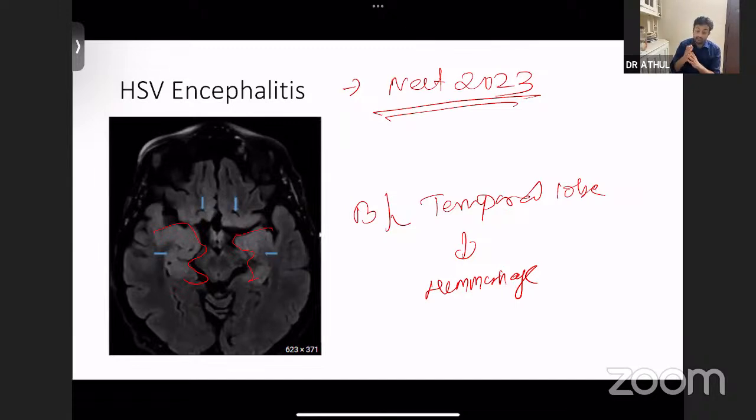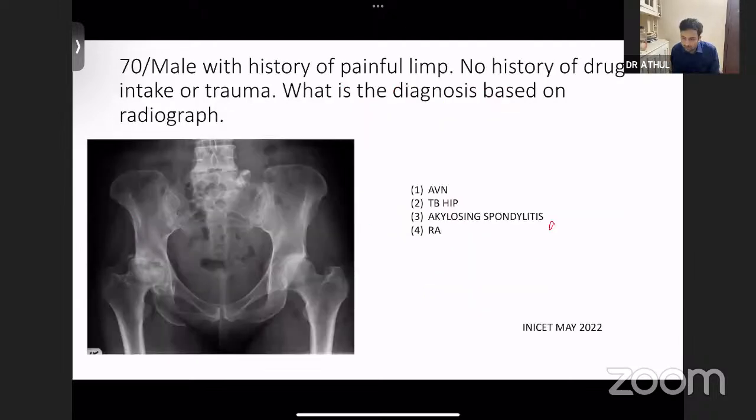And HSV encephalitis. Okay, herpes simplex virus encephalitis, which has a predilection to the temporal lobes, usually bilateral asymmetrical involvement. Okay, so that is how it will come in.